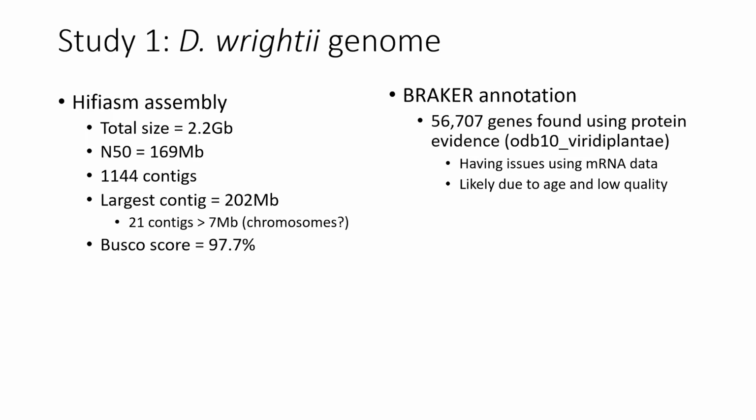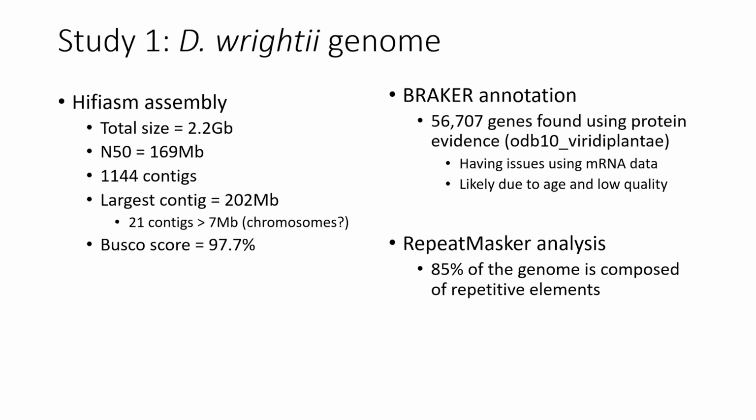The BRAKER annotation pipeline that I used was able to find over 56,000 genes, only using publicly available protein evidence. I do have some old mRNA data, courtesy of Daniel Hare, but I'm having some trouble using it for annotation due to its low quality and age, as it was produced about 11 years ago.